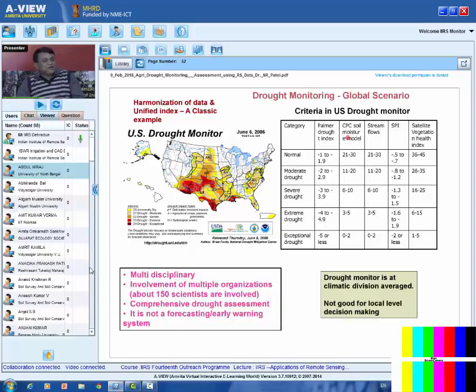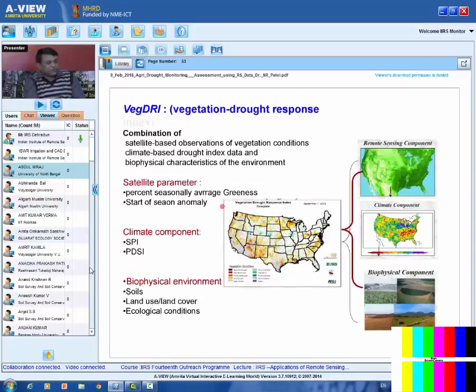Globally, people use different kinds of scenarios, different drought indicators, and finally drought assessment. In the US, there are the Palmer drought indices, the CPC soil moisture model, streamflows, the Standardized Precipitation Index, and satellite-derived vegetation health products. These 5 indicators are integrated to derive the final drought maps.